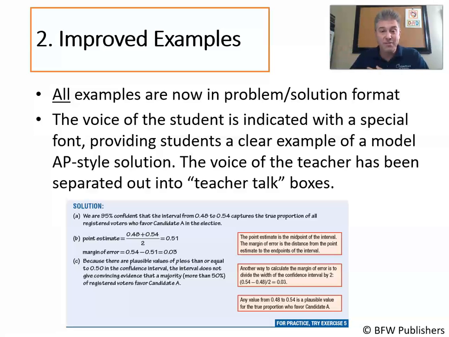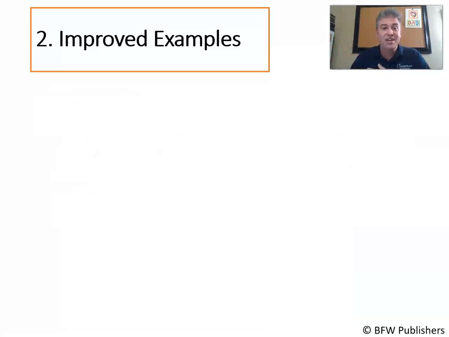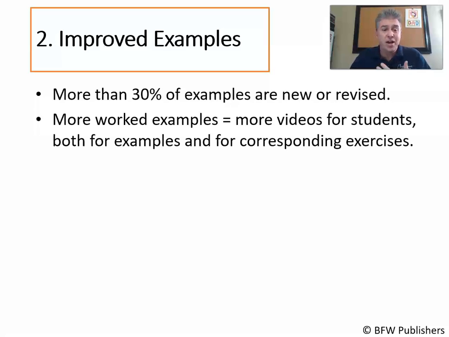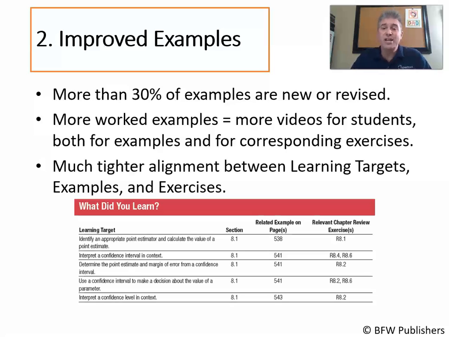and they can still have that benefit of a teacher standing by them, giving them suggestions and hints and reminders about important things. Continuing to talk about the examples, more than 30% of the examples are new or revised from the 5th edition. Also, having more worked examples means more videos for students, both for examples and corresponding exercises. I know my students like watching those videos, and they're very helpful and build confidence knowing that they're being presented by experienced AP teachers. There's also a much tighter alignment between learning targets, examples, and exercises.